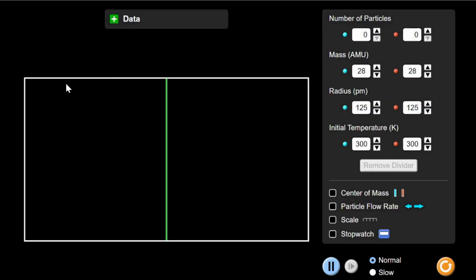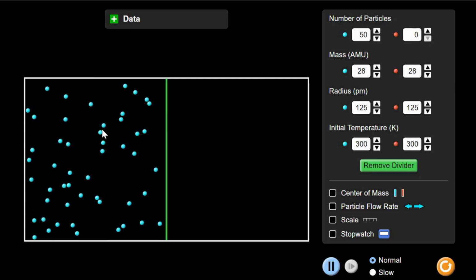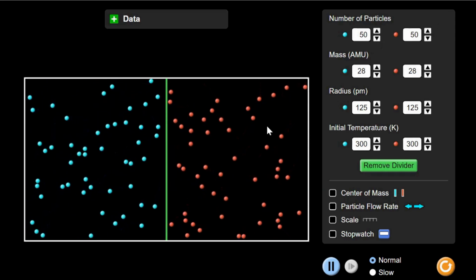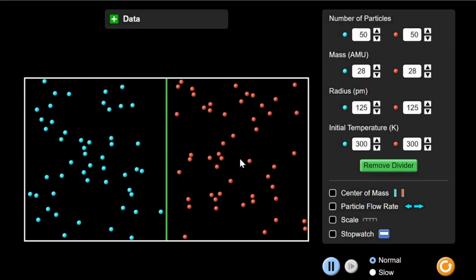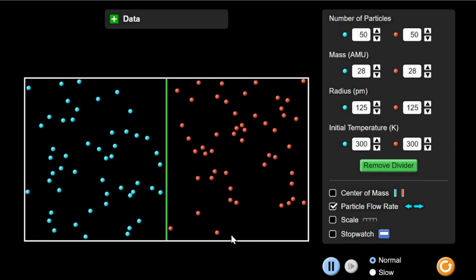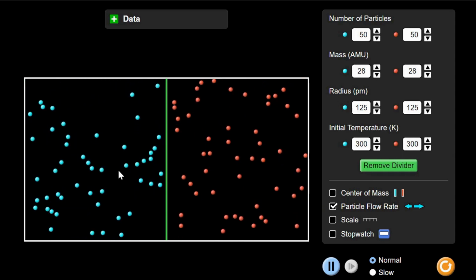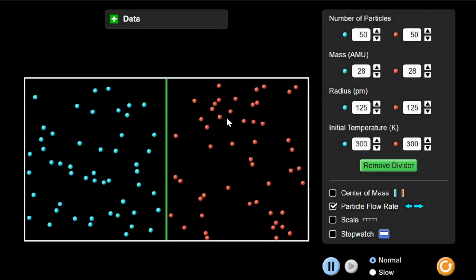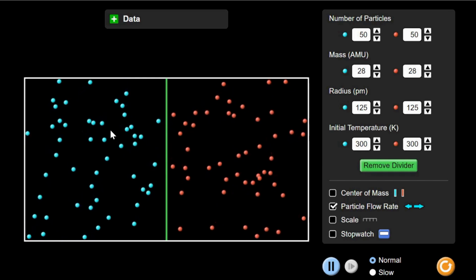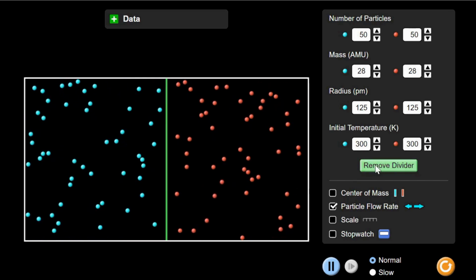Here we have a container that has this green divider. I will put, let's say, 50 particles in the left chamber of this container. These are blue particles. And I put 50 particles in the right chamber of the container, these red particles. We will look into the particles' flow rate from left to right, namely how blue particles will invade the region of the red particles, and the flow rate of red particles, how they will invade the region of blue particles once the divider is removed. So now let us remove the divider.